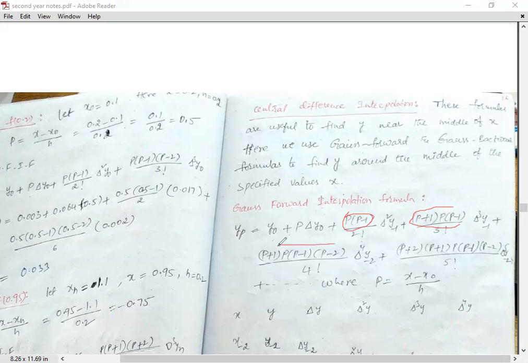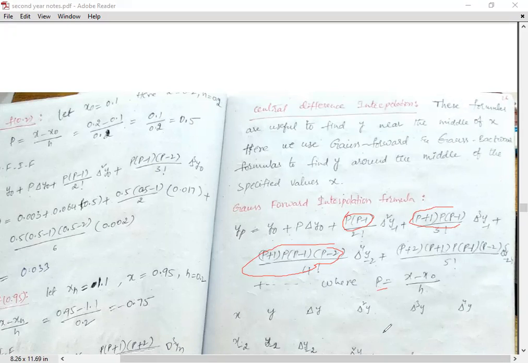in the next term, this entire term p plus 1 p p minus 1 p minus 2 is repeated. For p minus 2 we are taking the term p plus 2 by 5 factorial delta power 5 y minus 2 plus, and so on, where p is obtained using x minus x naught by h. Without any confusion, choosing x naught, y naught, we can easily take delta y naught, delta square y minus 1, delta cube y minus 1, etc.